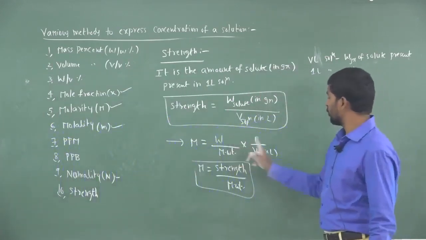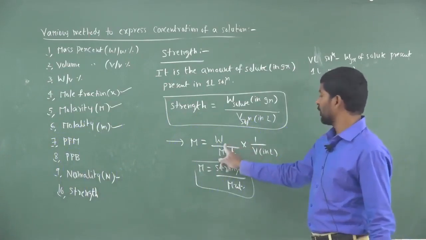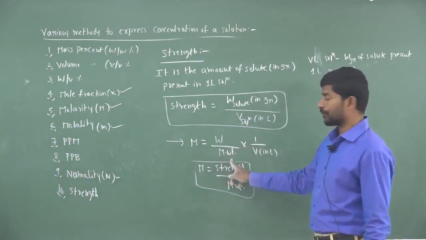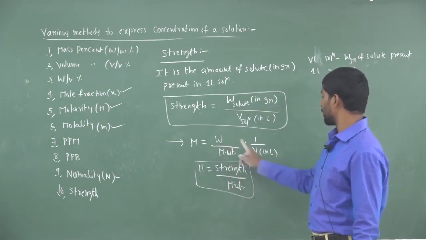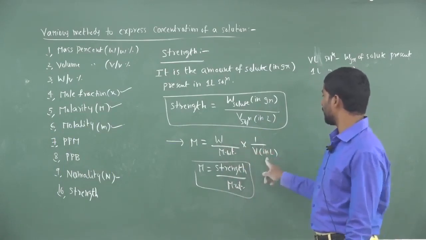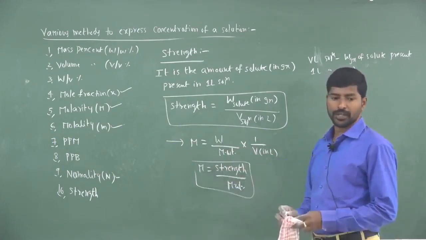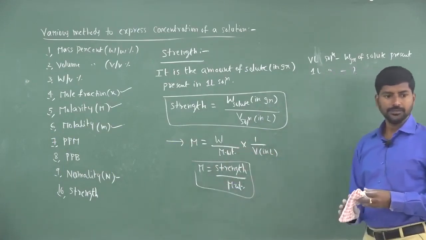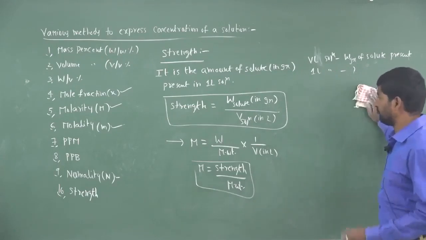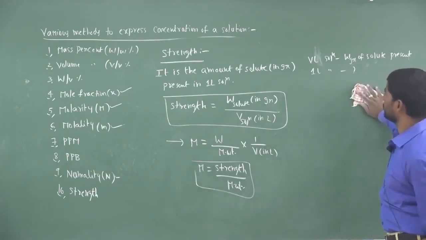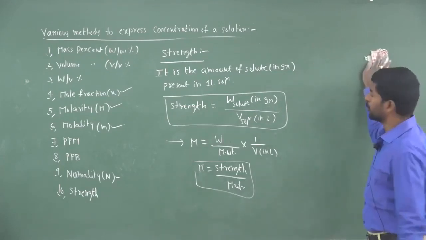Molarity is equal to number of moles by volume in liters. Number of moles means weight of solute by molecular weight of solute. Weight of solute in grams by volume in liters is nothing but strength. So molarity is equal to strength of the solution by molecular weight. So this is the concept of strength of solution.